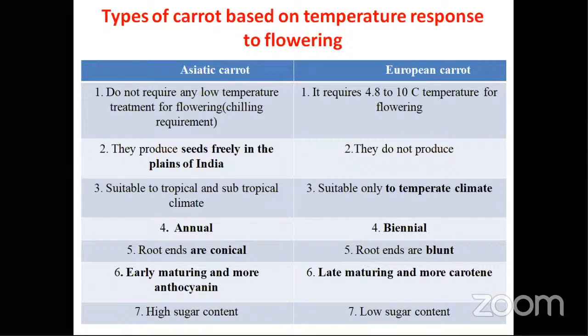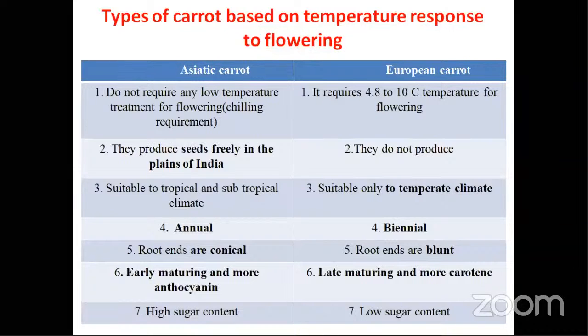So coming to the Oriental carrots, they do not require any low temperature for flowering, because they are generally adaptable to normal temperatures, not high temperatures. High temperature here doesn't mean 35 and above, I am just talking about around 25 degrees. So they do not require any specific chilling requirement to get into the next stage of flowering. They can flower under the normal prevailing temperature of 25 degrees as well.